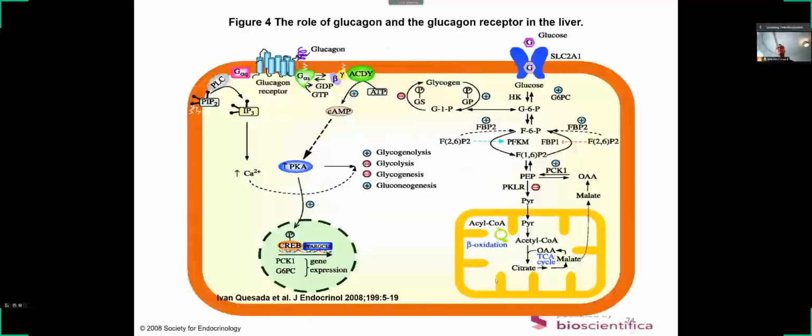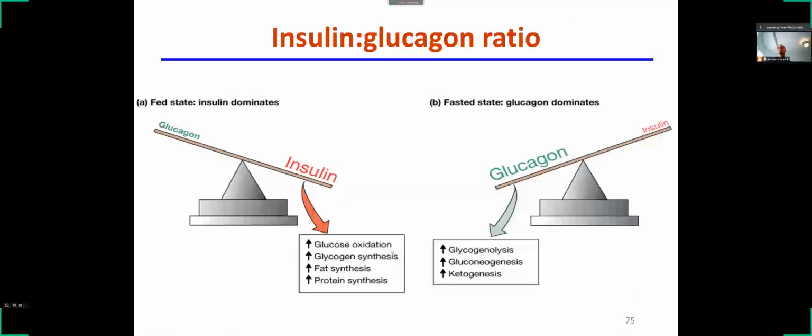So here's a summary of the role of glucagon, the glucagon receptor, at least in the liver. And again, it binds to this G protein coupled receptor, increased pKa, alters gene expression, and you get major modification of your metabolism. So you can think about insulin and glucagon as an important ratio. In the fed state, insulin's going to dominate. And then in the fasting state, glucagon will dominate, or also in the exercise state.